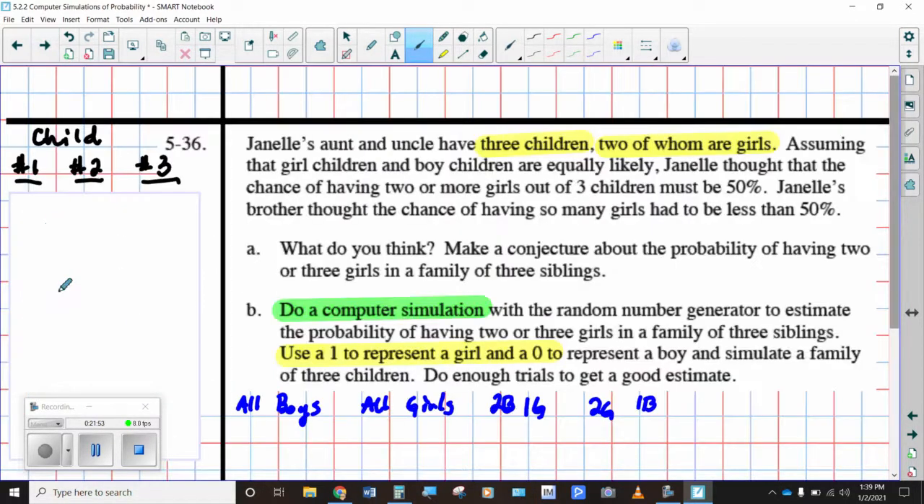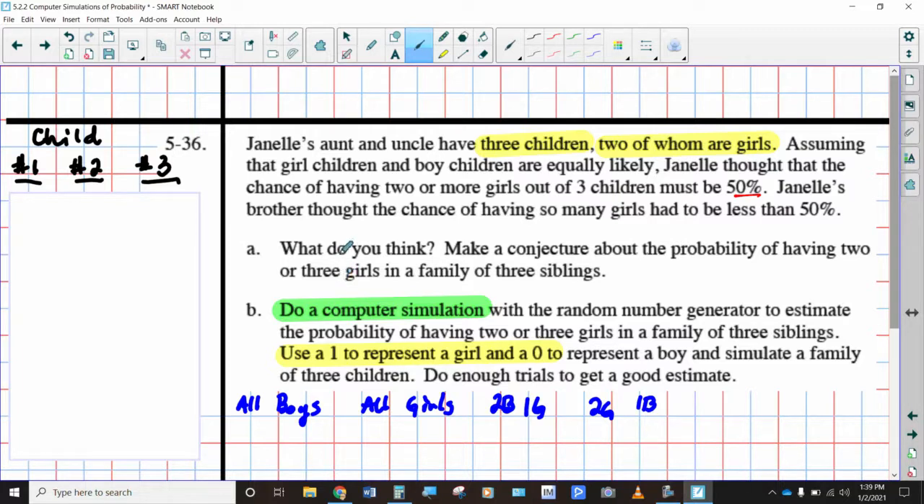There's our record. All right, now let's try something different. Janelle's aunt and uncle have 3 children, 2 of whom are girls. Assuming that girl children and boy children are equally likely, Janelle thought that the chance of having 2 or more girls out of 3 children must be 50%. Janelle's brother thought the chance of having so many girls had to be less than 50%.